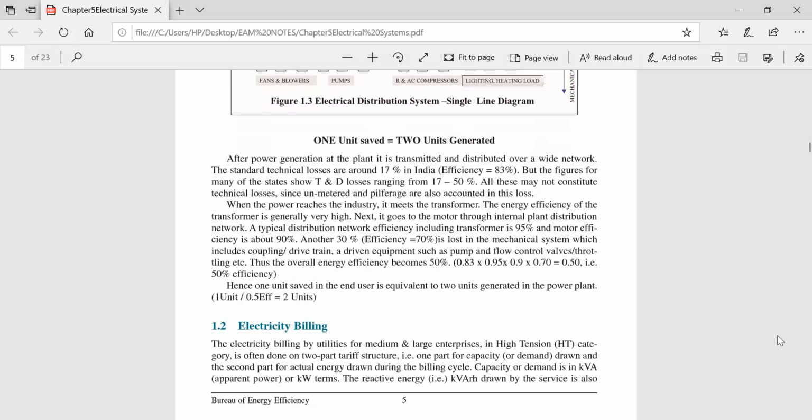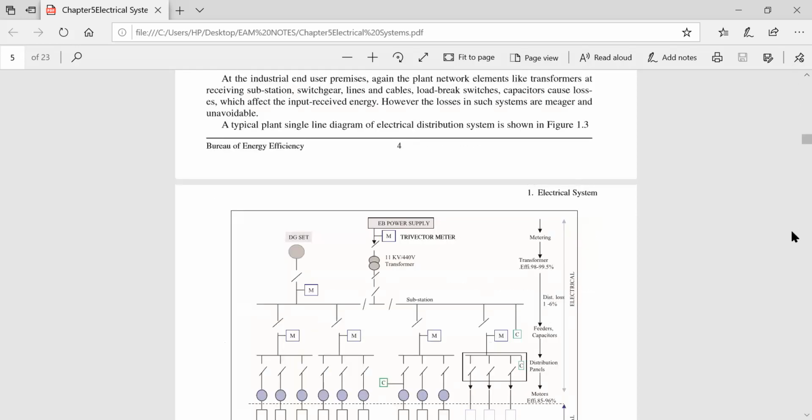Okay, so one unit saved or two units saved. Whatever the standard technical losses, it is 17% in India. The efficiency is 83%, and all these constitute technical losses. Then unmetered pilferage, and we are taking that out of this loss, right? The energy efficiency of the transformer is generally very high. Next, it will go to the motor, as shown in this, right?